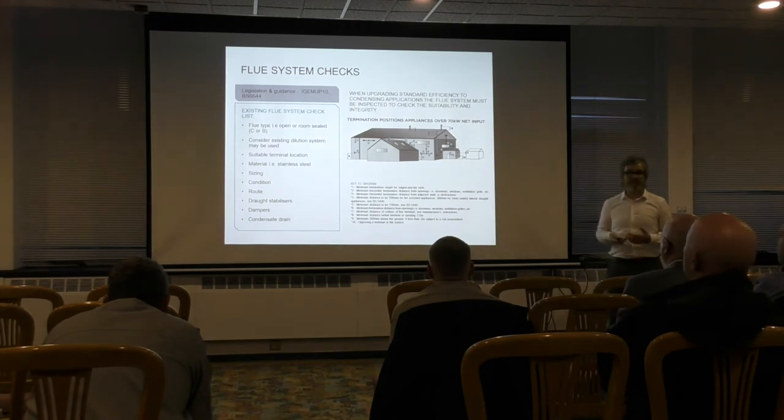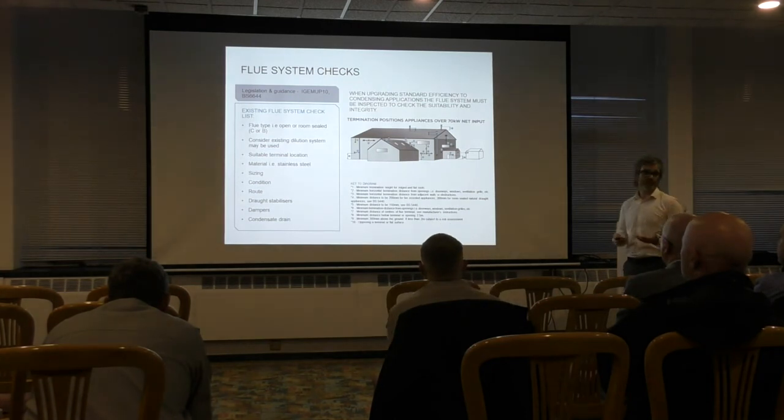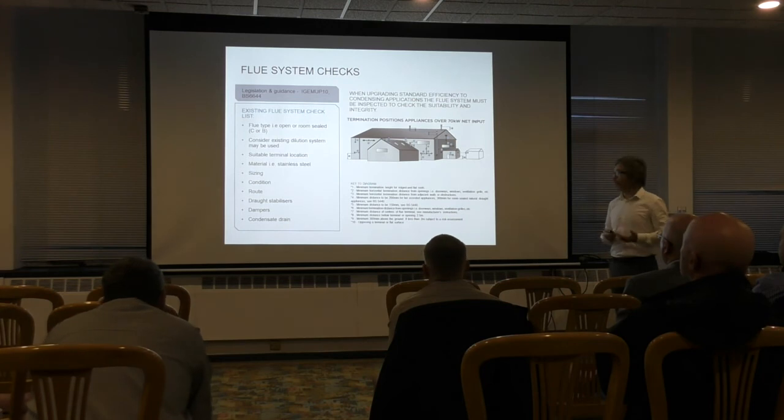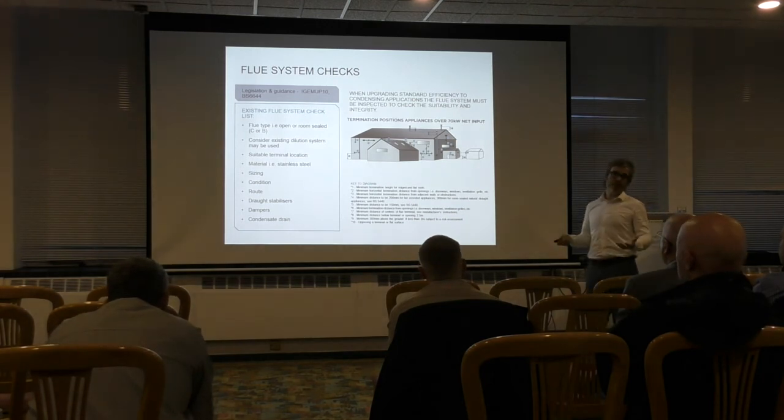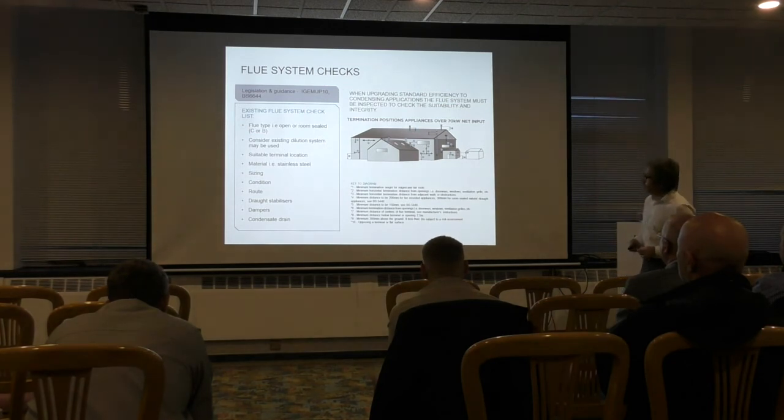Again, IGN, UP10 and BS6644 are the sort of go-to guides. So if we want to possibly use the existing flue system that we've got in that plant room, first of all we need to identify: are we looking at an open flue system or a room seal flue system? When we're talking about an open flue system, we're drawing combustion air just from the plant room. With room seal, we're actually ducting it into the boiler itself. It's almost like a snorkel.